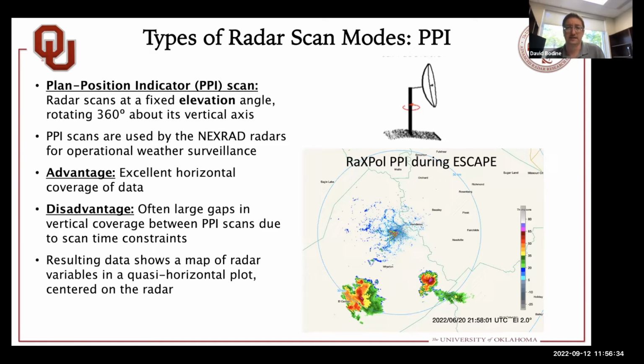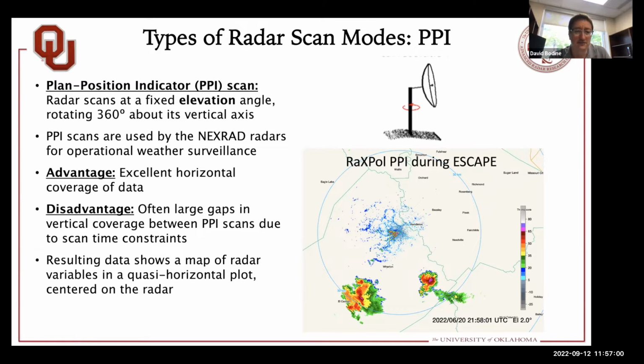So next, talk about some of the different scans that you can do with a weather radar. So the first one's called a planned position indicator, or PPI scan. And this is where the radar rotates around at a fixed elevation angle, and it completes a 360-degree scan about its vertical axis. So if you've looked at data from NEXRAD, you'd see PPI scans. This is what the NEXRAD radar commonly uses for weather surveillance.